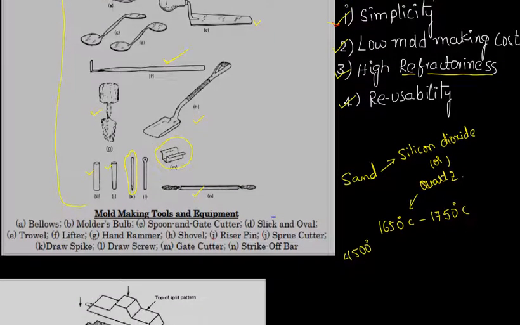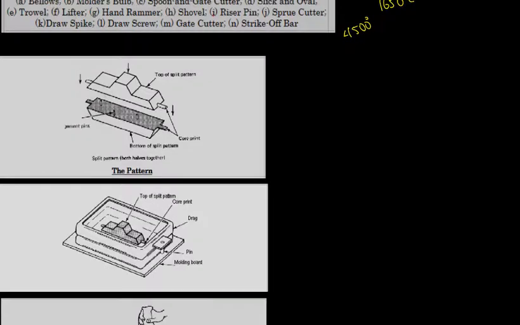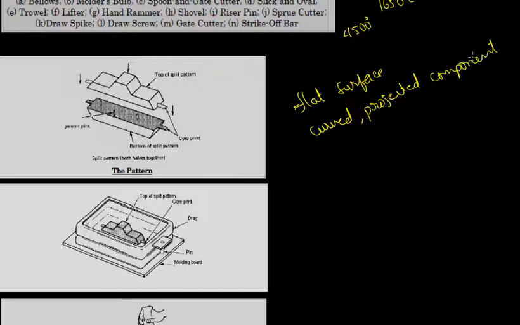Now come to the main thing. First choose what type of part we want to manufacture. Whether you want to manufacture a flat surface or you want to manufacture a curved or projected component. If you want a flat surface, you can use single piece pattern. Okay. If you want the curved or projected component, you definitely require split piece pattern.